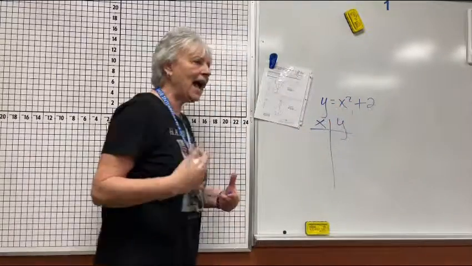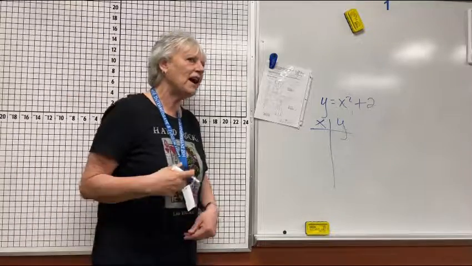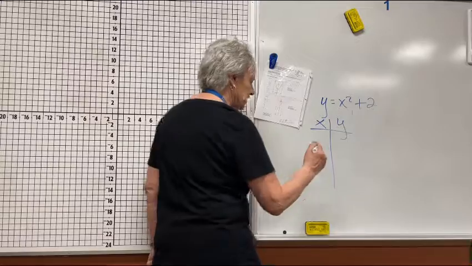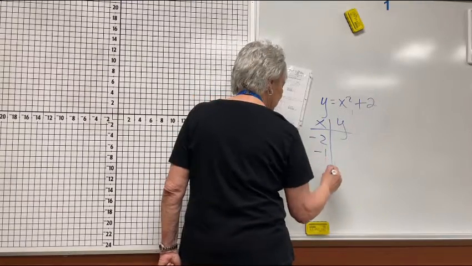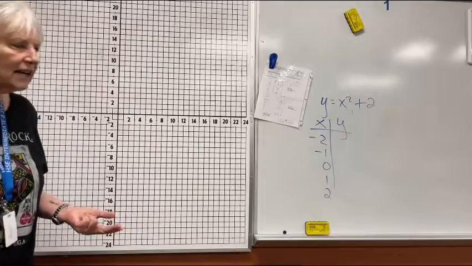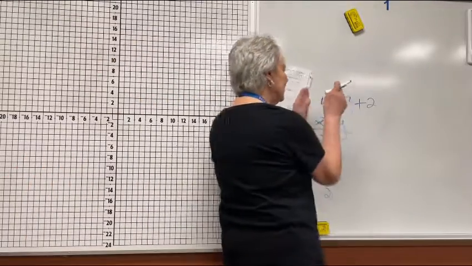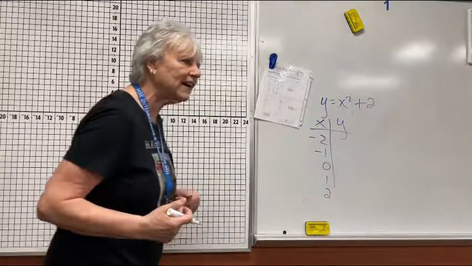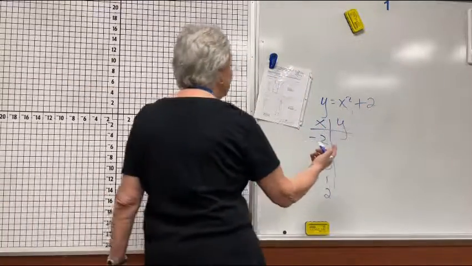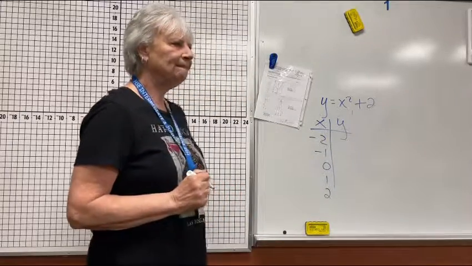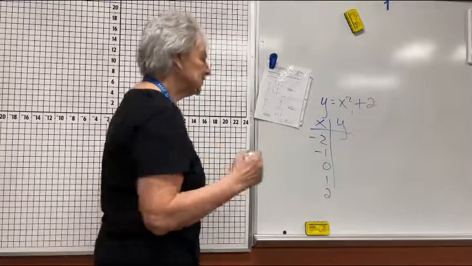Now, until you learn how to graph it the short way, I'm going to have you pick 5 points. -2, -1, 0, 1, 2. That's just a good place to start. And we're going to plug in -2, -1, 0, 1, 2, and get our y value. So can anybody tell me what y is going to be here? Anybody? 6.